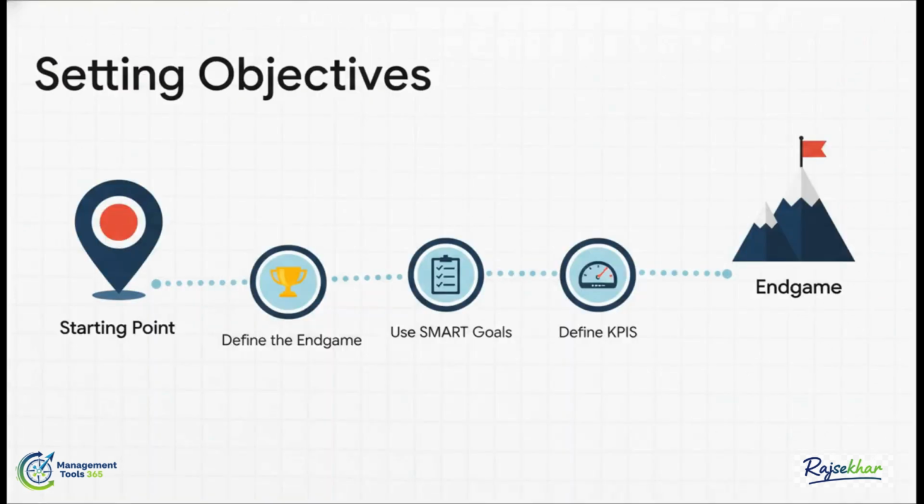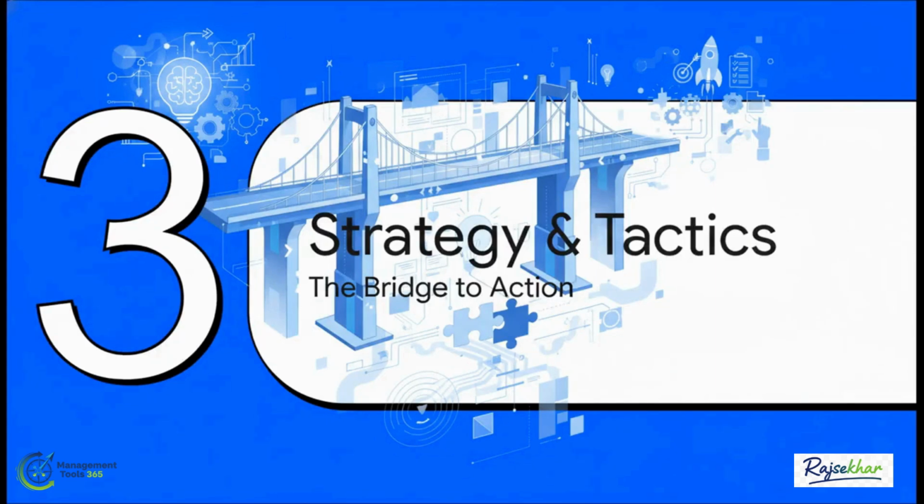So once you know where you are, you have to define precisely where you're going. And I'm not talking about vague wishes like increase sales. No way. This is about defining the end game, your ultimate mission. You then translate that into SMART goals: specific, measurable, attainable, relevant, and time-based. And crucially, you define the KPIs that are going to tell you without a shadow of a doubt if you're winning or not.